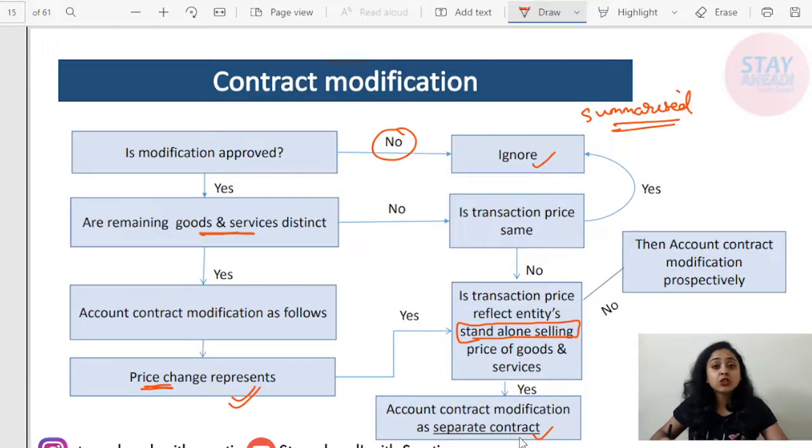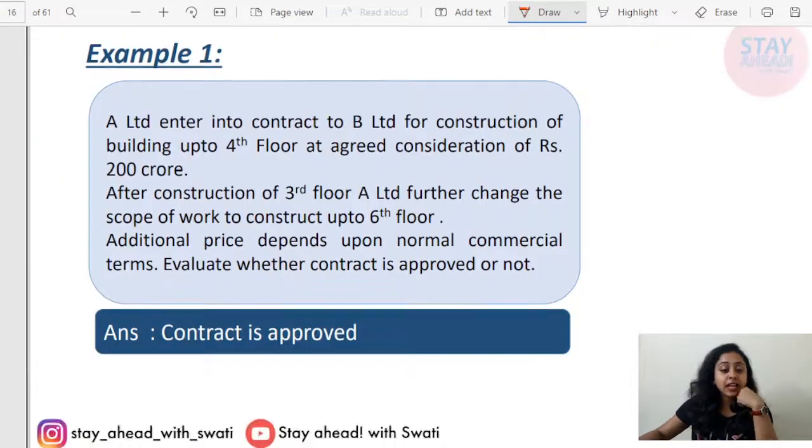If no, such goods are not distinct, or you say that the transaction price is not standalone, it is influenced, then you will be recording the modification prospectively. Prospectively means henceforth, from the coming date. Next, an example is given to clarify the above thing.